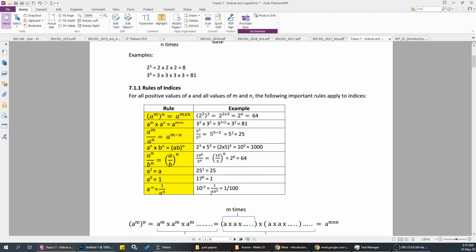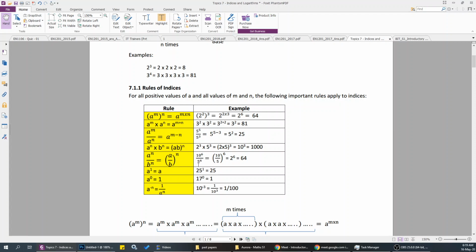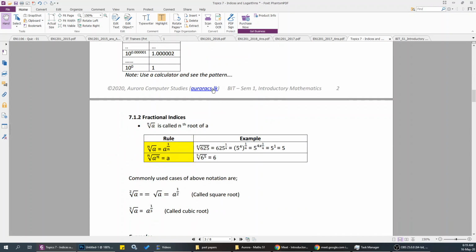For example, if you had 10 to the power minus 3, as the rule stated, you can write it as 1 over 10 to the power 3. You also can write it like this: when you had 10 to the power 3, you can write it as 1 over 10 to the power minus 3. So those are the basic 8 rules that I initially discussed, and then I went on to discuss the fractional indices.